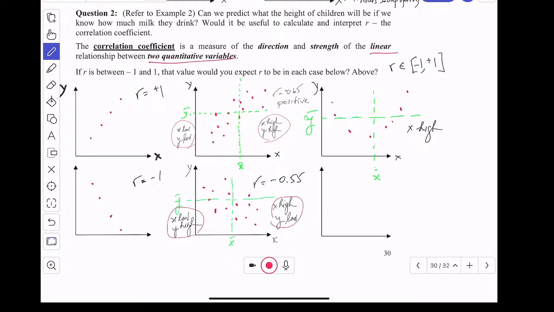Okay. So now, when x is high, y is both high and low. So it's not clear. It's not a clear direction. And here, when x is low, y is both high and low. It's not a clear direction. When this happens, r turns out to be 0.